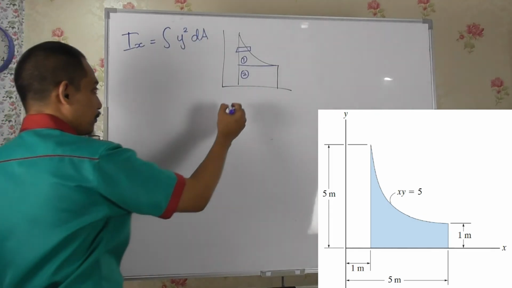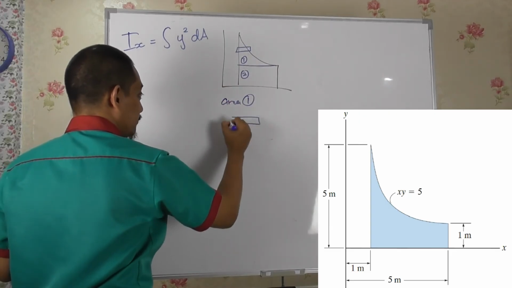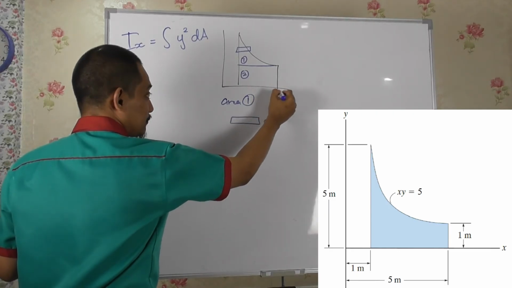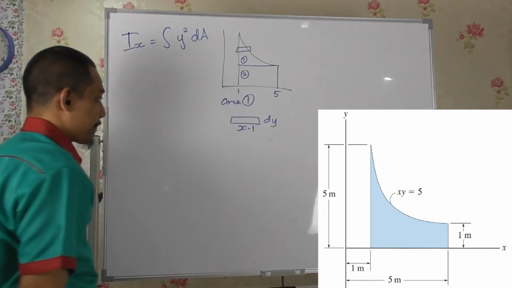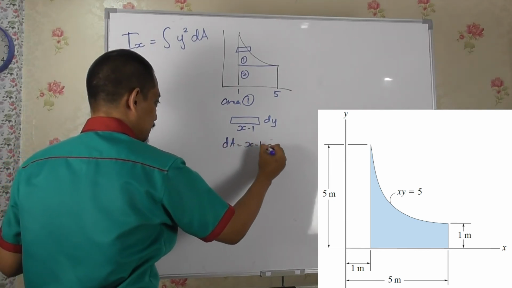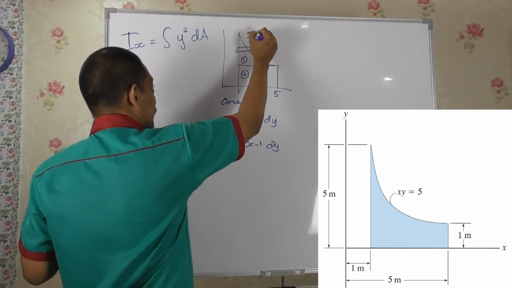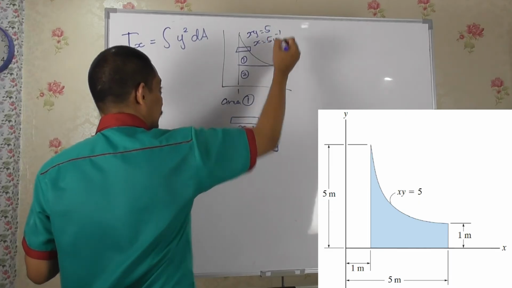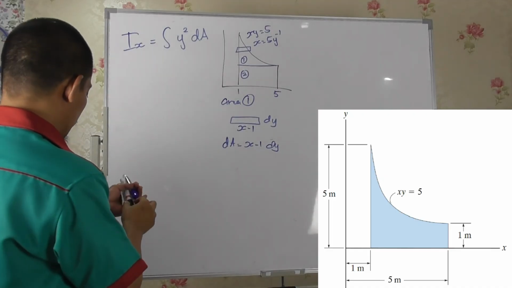So for area 1, we have, this is dy, this is, okay, what is this? This is 5, right? This is 5, this is 1. So in this case, it's x minus 1, right? So dA will become x minus 1 dy. And what is x? xy equal to 5, so x equal to 5 over y, minus 1. Right.